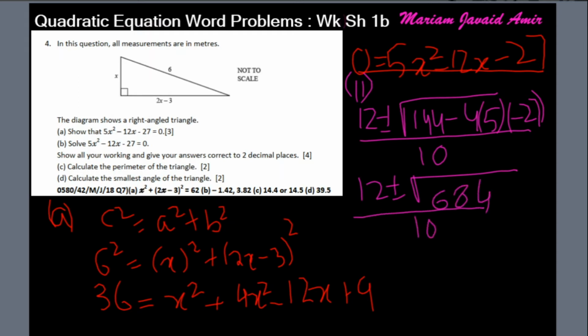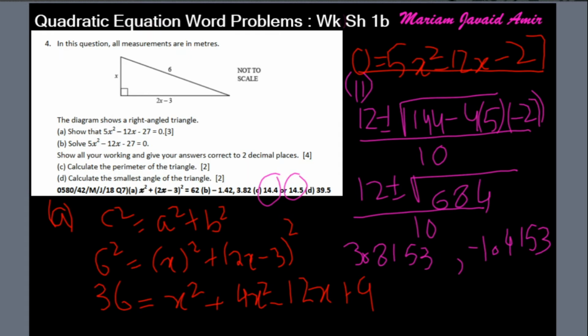Solve these using your calculator, once with the positive sign, then with the negative sign. The positive answer would be 3.8153, and the answer with the negative sign will be 12 minus root 684, whole divided by 10, which is minus 1.4153 till 4 decimal places. Final answer has to be rounded off to 2 decimal places, so this is the given answer.